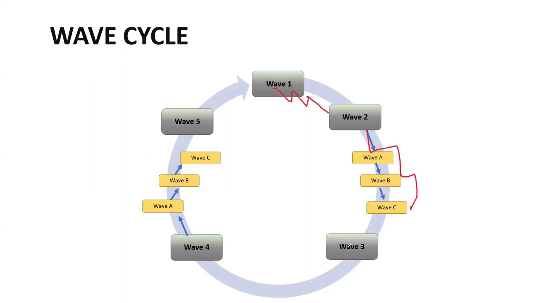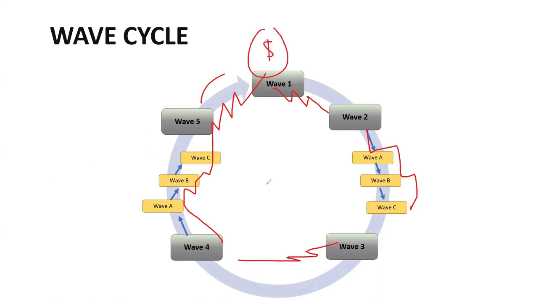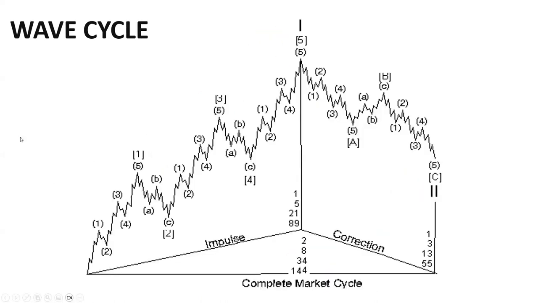If you look here, this is wave 1. This is wave 2. So how many waves are there? Again, 1, 2, 3, 4, 5, A, B, C. A total of 8 waves. Okay, so this total of 1 and 2 together gives 8 waves.